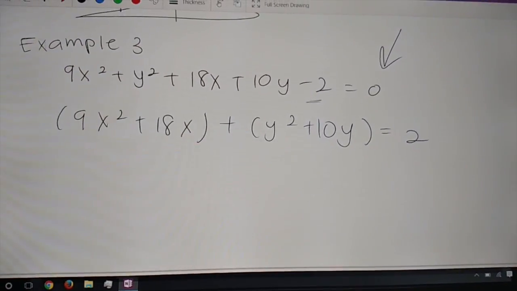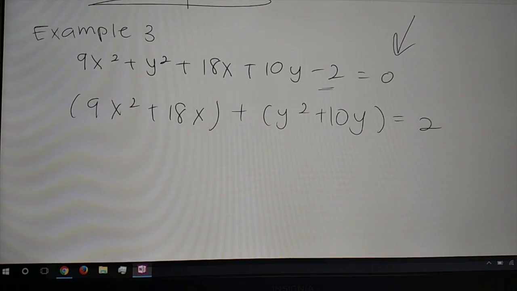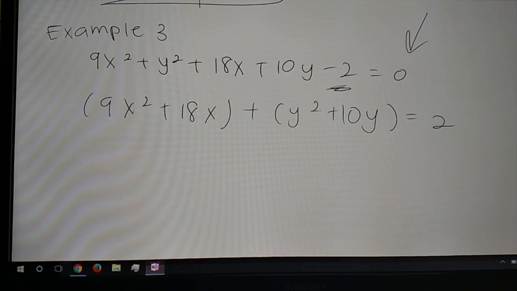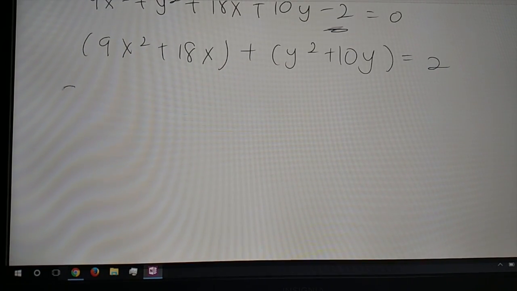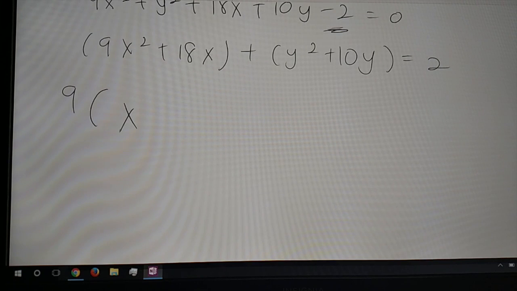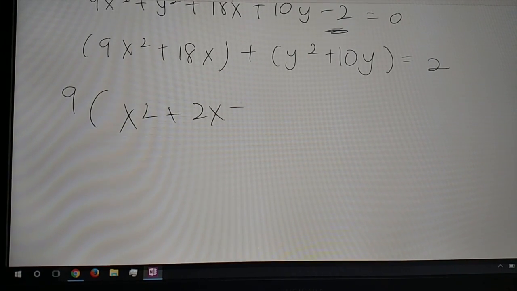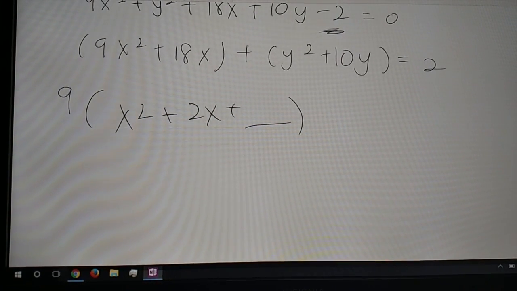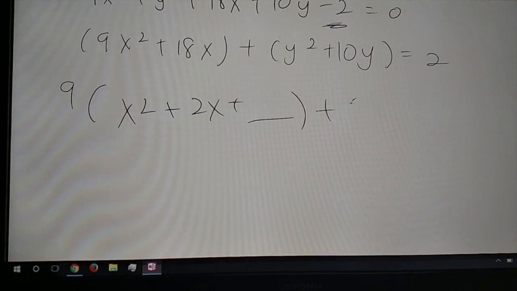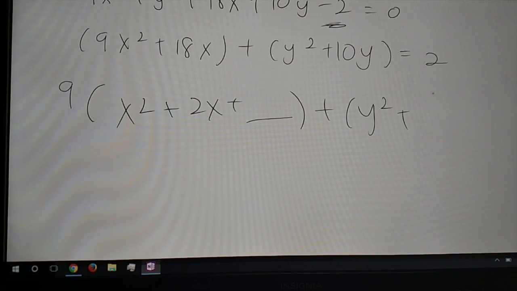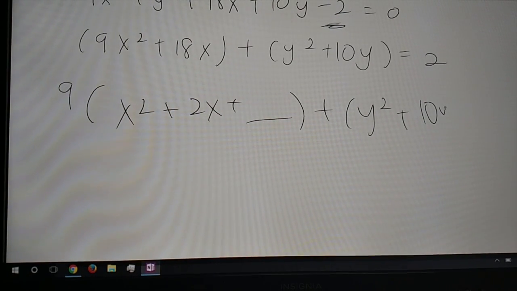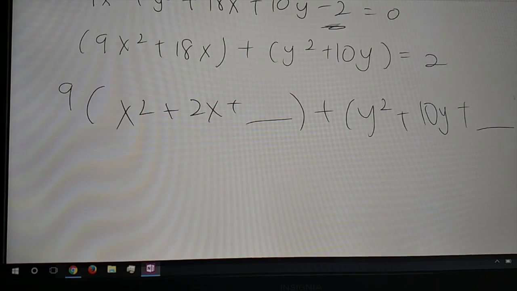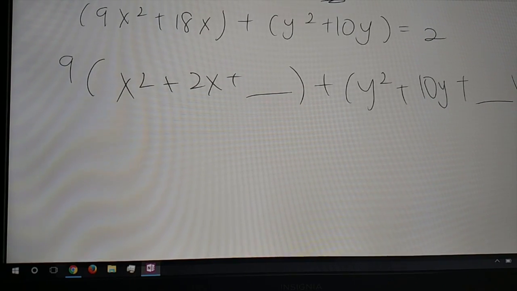And then you would first combine the like terms, put the like terms together, and then move this to the other side. And then you would factor it out. So you would get 9, and then x squared plus 2x plus blank because you have to complete the square, plus y squared plus 10y plus blank equals 2, and then you would complete the square in x and y.